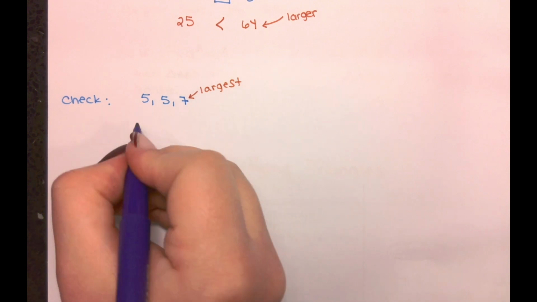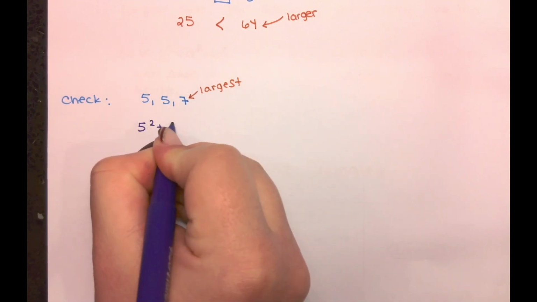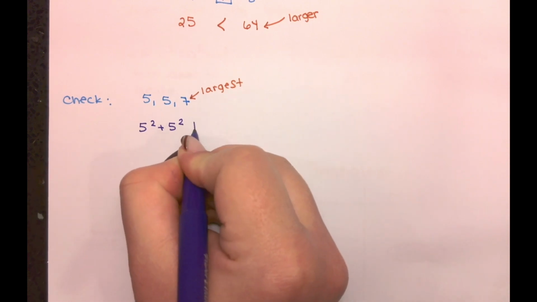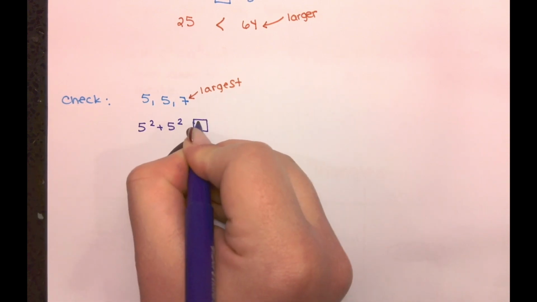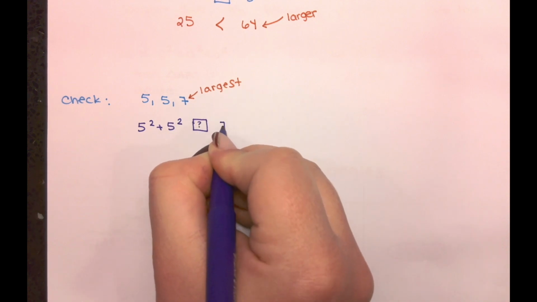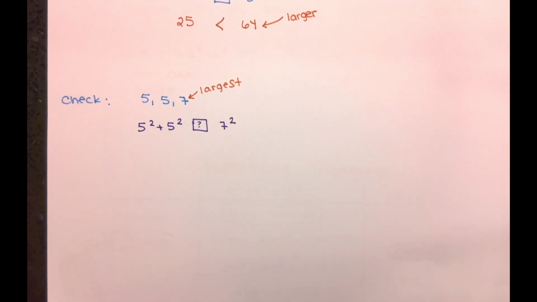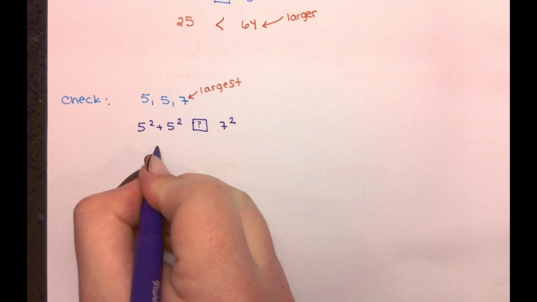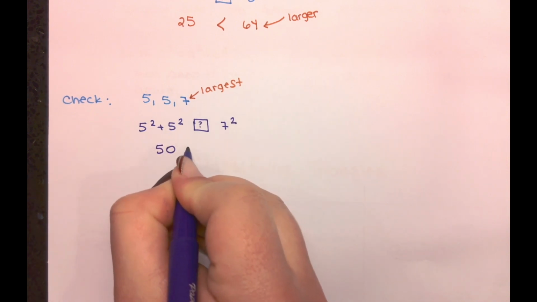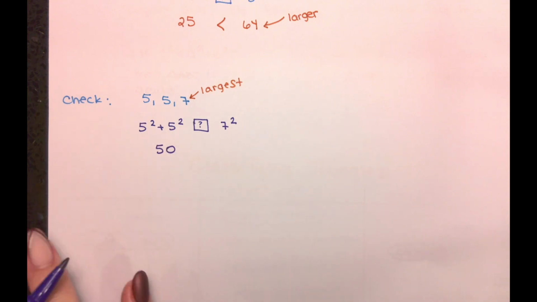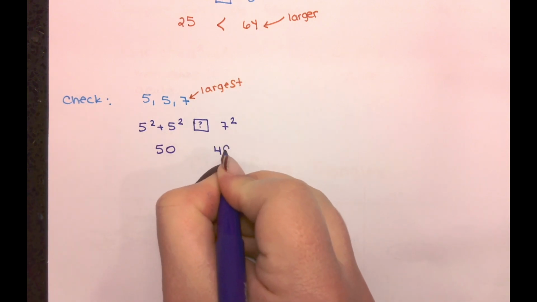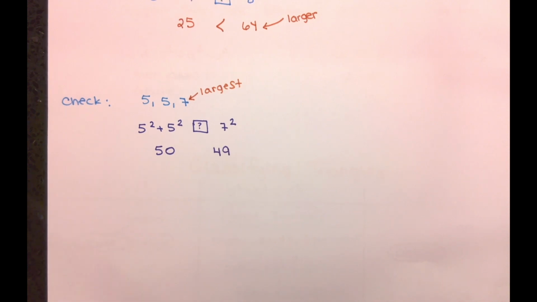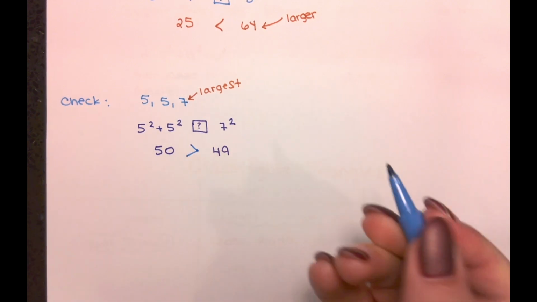So we have 5 squared plus 5 squared. Again, I'm not writing in equals. I'm just writing a little box. You can put a little question mark here if you want. 7 squared. 5 squared plus 5 squared is 50. And then 7 squared is 49. So 49 is smaller than 50.